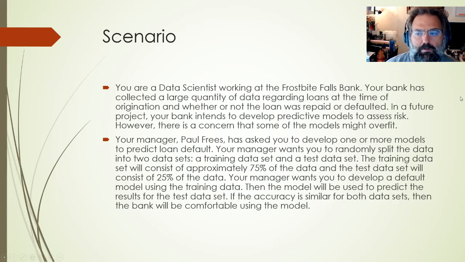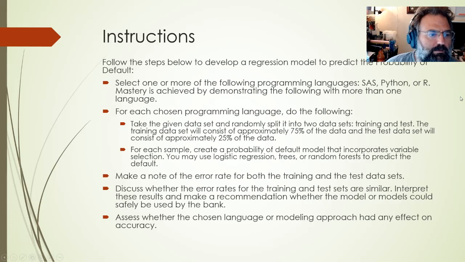So jumping back in, so basically here you're going to develop a regression model to predict the probability of default. Select one or more of the following programming languages. So pick probably Python and R. That's what the trend has been. And you want to use both of those. And then for each one of those languages, take the given data set, randomly split it into 2 data sets, training and test.